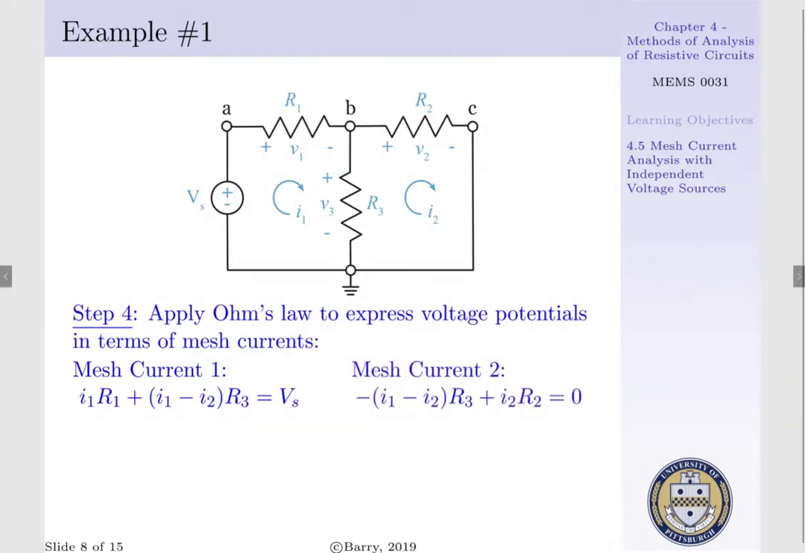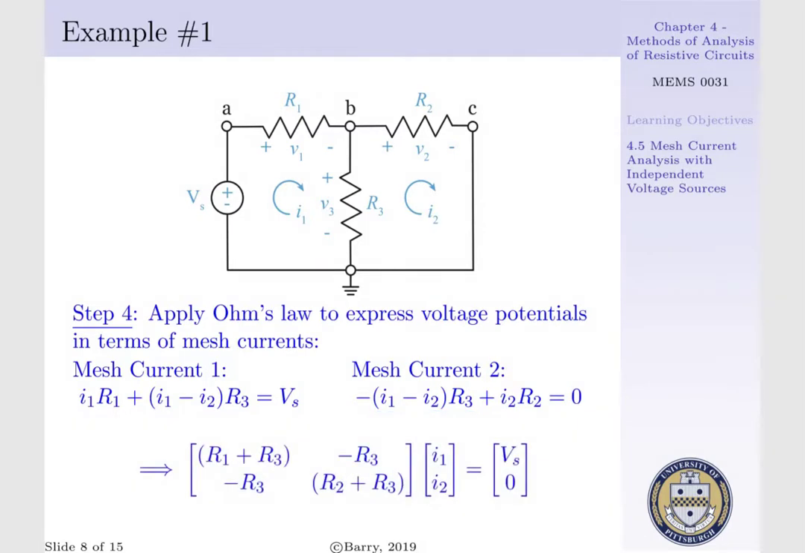When we construct our mesh current 2 equation, i.e. our KVL equation, expressing our voltage potentials in terms of our mesh currents and resistances, we have minus V3, which is already expressed from our first KVL equation, plus V2, which is mesh current I2 times resistance R2, is equal to 0. Now we have a system of equations such that R1 plus R3 times I1 minus R3 times I2 is equal to our source voltage, our first KVL equation, and minus R3 times I1 plus R2 plus R3 times I2 is equal to 0, our second KVL equation.